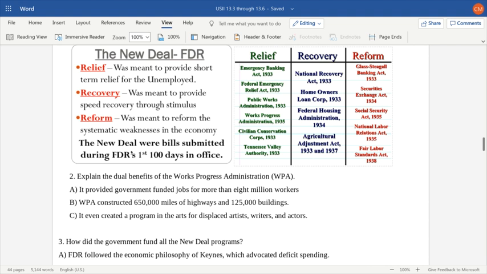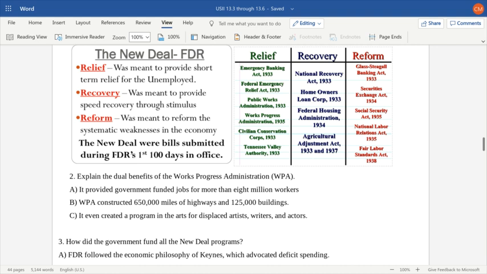To explain the benefits of the Works Progress Administration. Well, one, of course, provided government-funded jobs, kind of gave people a sense of pride by allowing them to get a job. This applied to over 8 million workers. The WPA also constructed over 650,000 miles of highways, 125,000 buildings. So these roads and things like that are still in effect today. Obviously, they've been refurbished and repaired over the course of time, but they put in the initial roads to help connect faraway places in the United States.